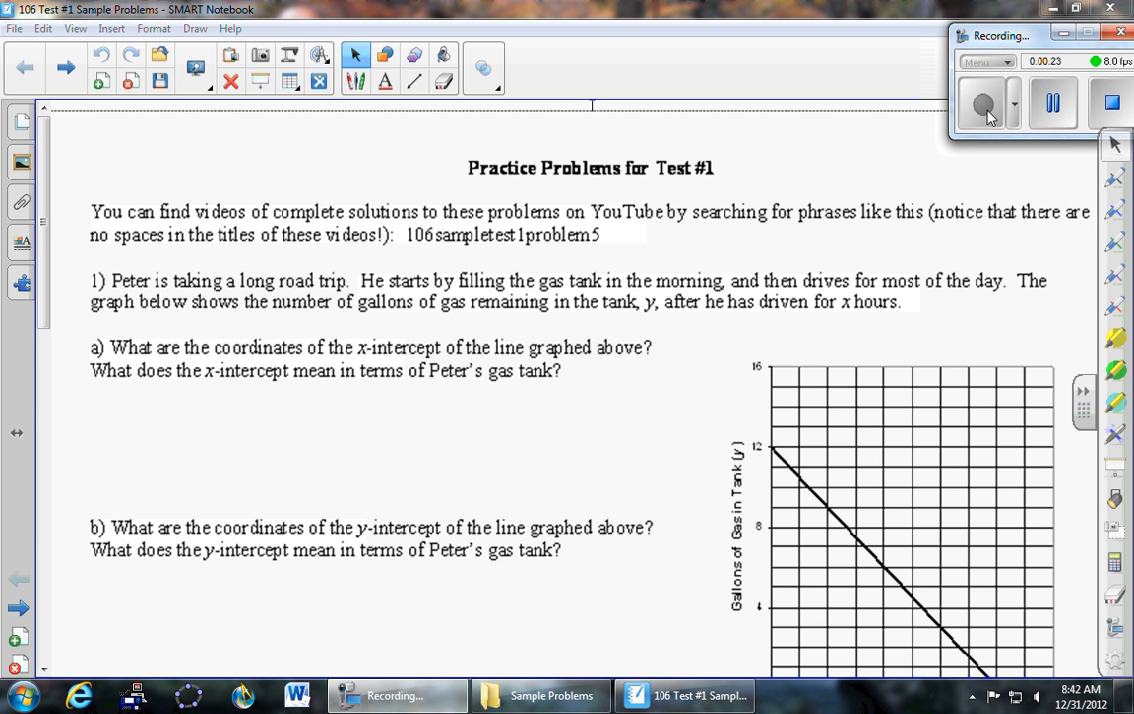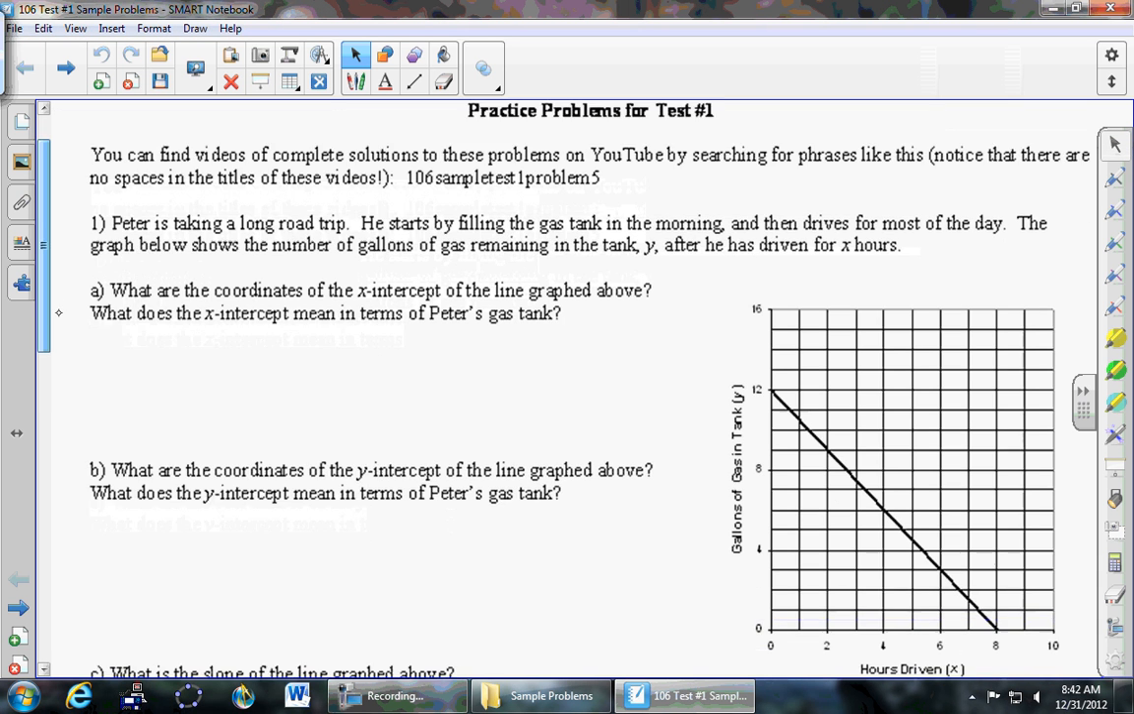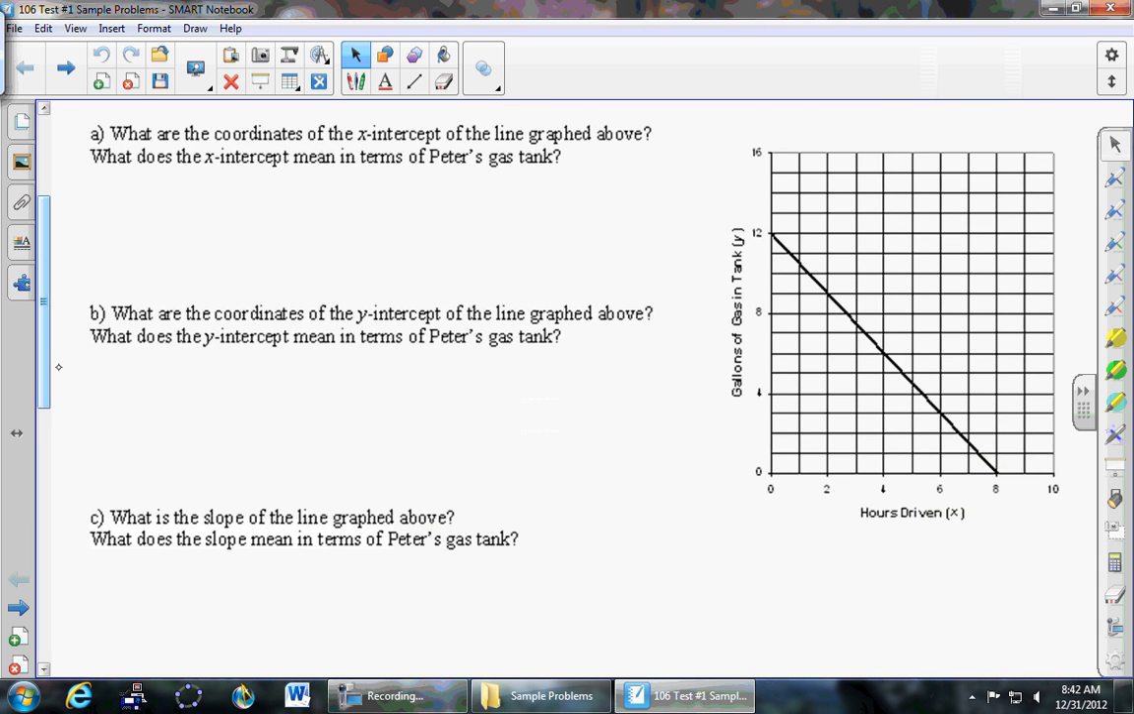What does the x-intercept mean in terms of Peter's gas tank? So the x-intercept is this point right down here. The coordinates of that point, there are two numbers. One of them is 0. It's the second one. So the x-intercept is (8, 0).